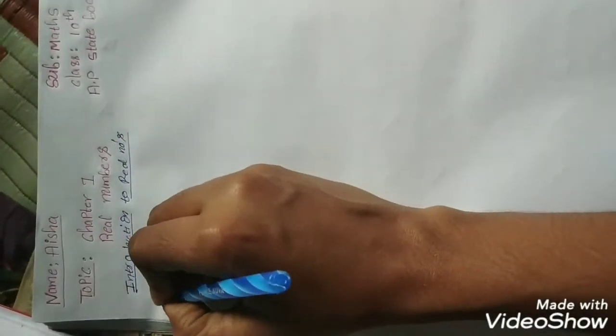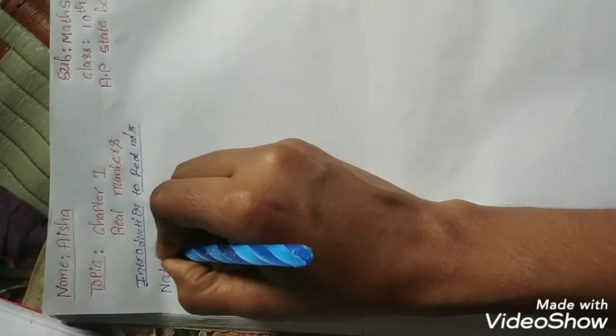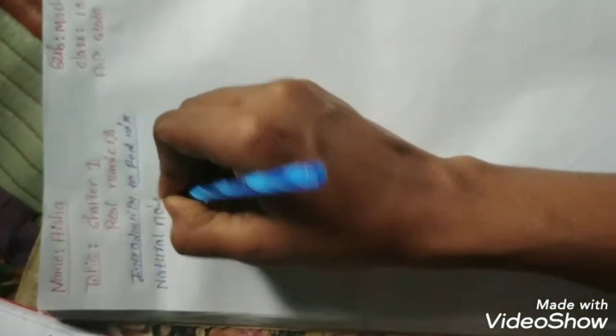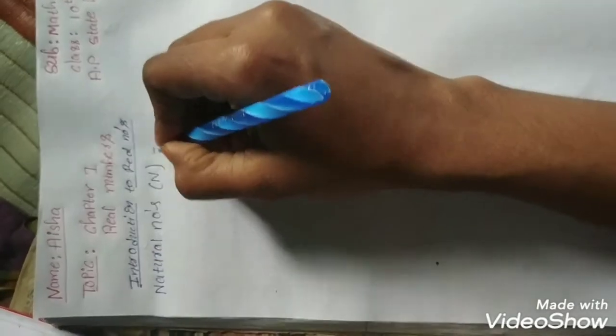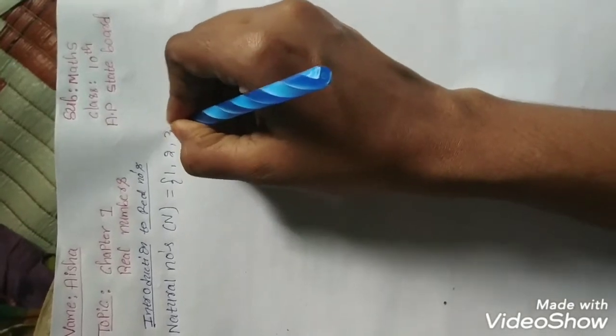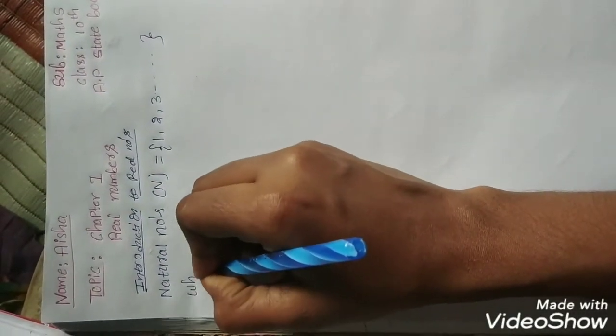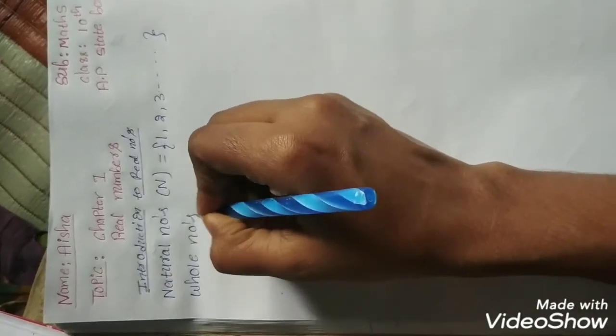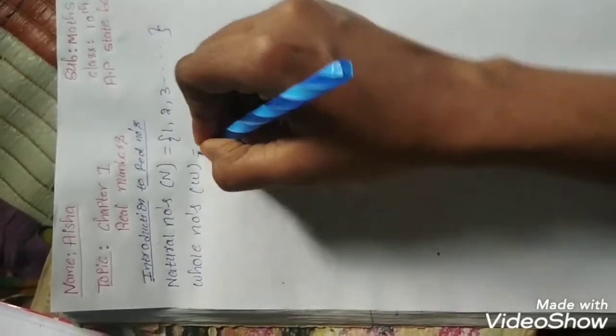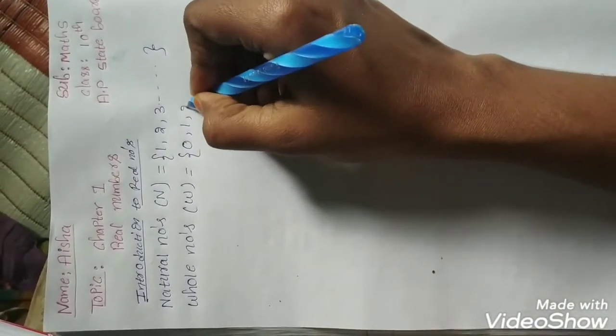Let's discuss natural numbers. So what are natural numbers? Natural numbers are denoted by capital N. Natural numbers start from 1, 2, 3 and so on. They are uncountable numbers. Next we have to know about whole numbers. They are denoted by W. The whole numbers start from 0, 1, 2, 3 and so on.